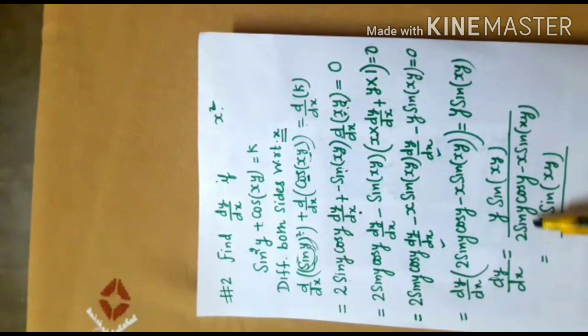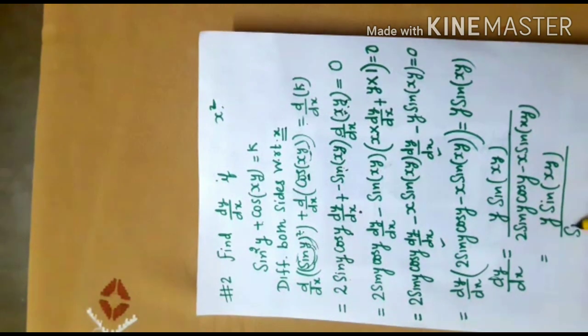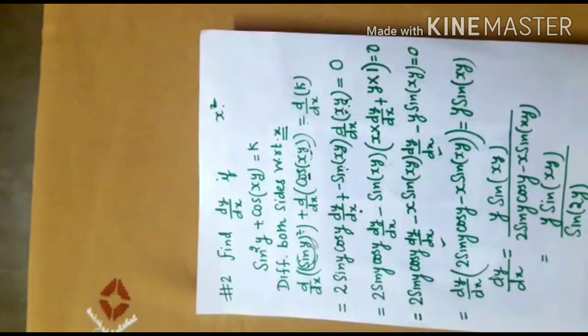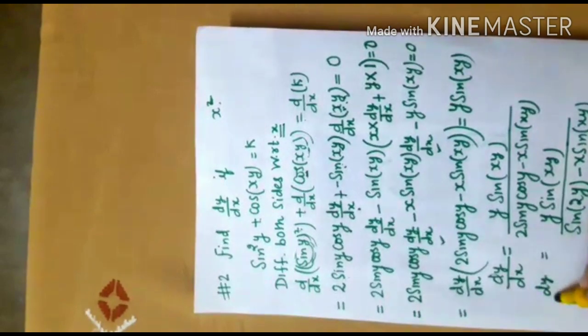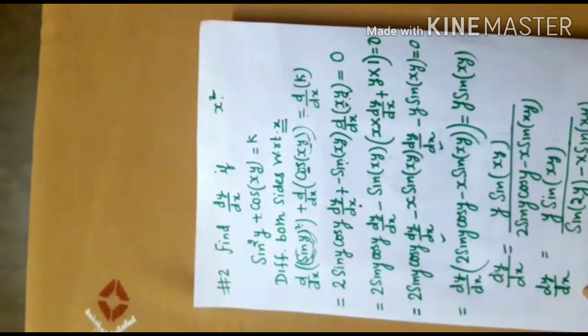Now this is 2 sine theta cos theta. Can I write this as sine 2 theta? So it will be sine 2y minus x sine xy. So this is dy by dx.